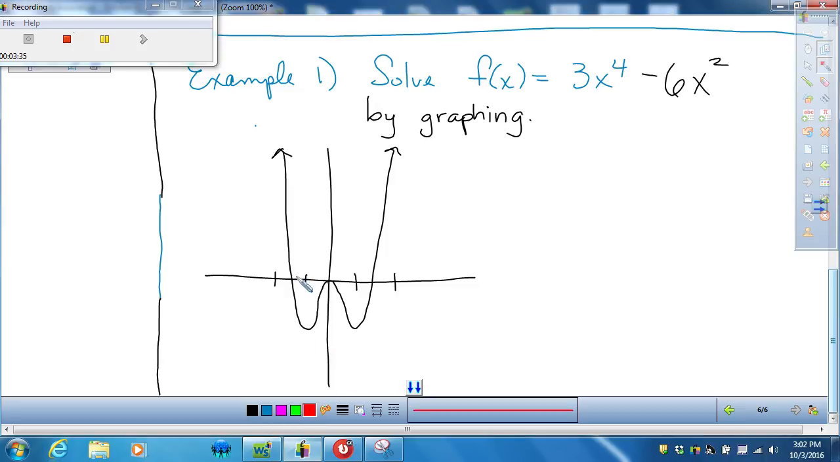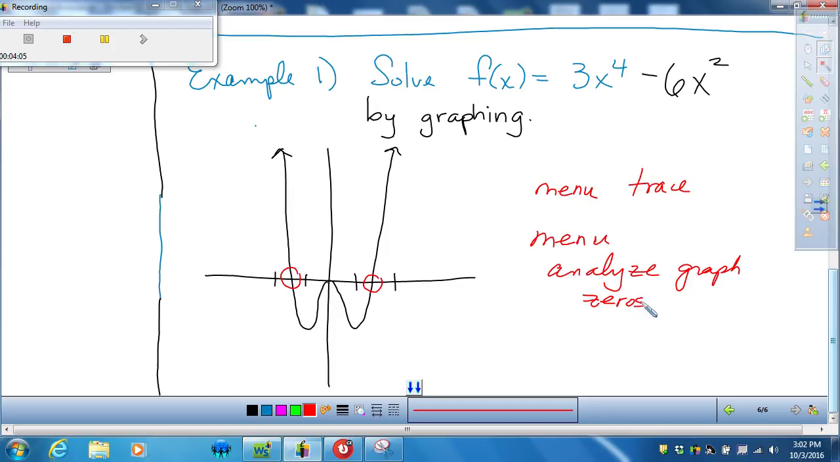Now what we are looking for in our answers is this point here and this point here. So I would either use menu, trace, or I would use menu, analyze graph, and zeros on my calculator to figure out what these solutions are. So I'll be right back with the actual solutions.